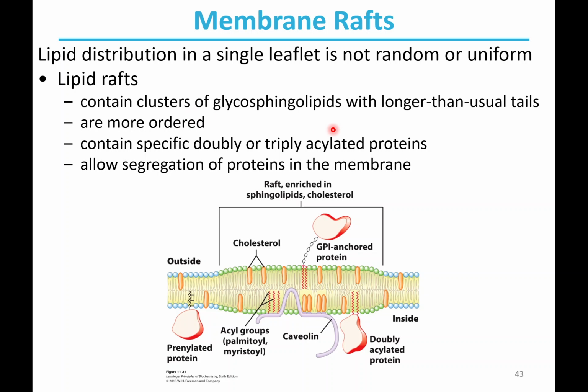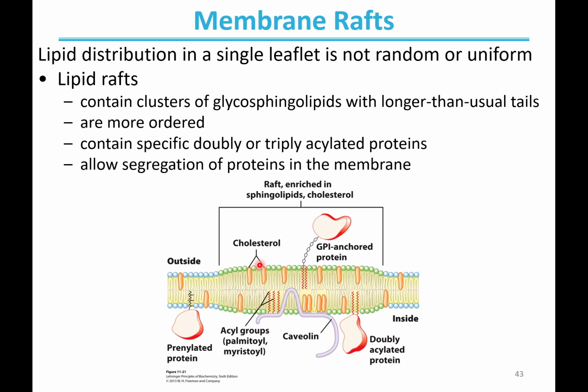Lipid rafts contain clusters of certain phospholipids, and in particular some glycosphingolipids that have longer than usual tails. What those do is they're more ordered. Those lipid rafts you can think of as being more of a gel or solid phase because of that, so those would be more of a solid region. And they have specific proteins that interact with those regions, that you can think of as sitting on that raft.